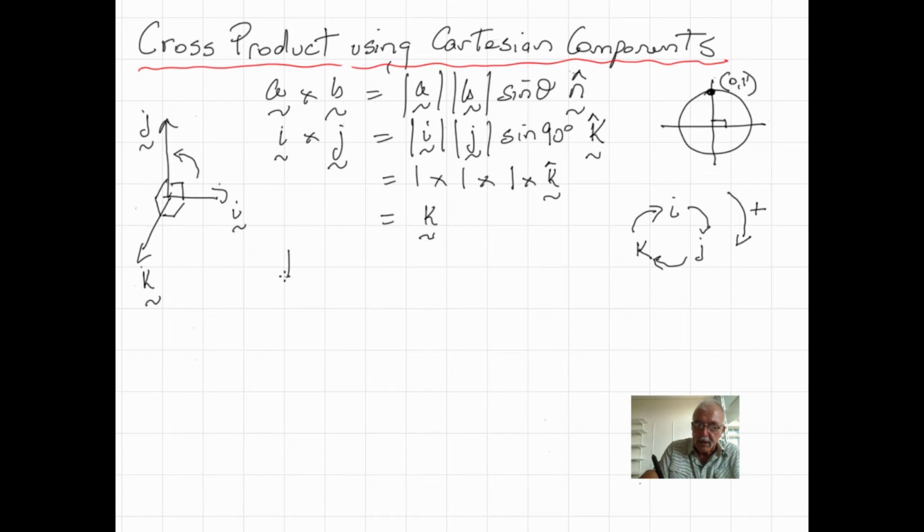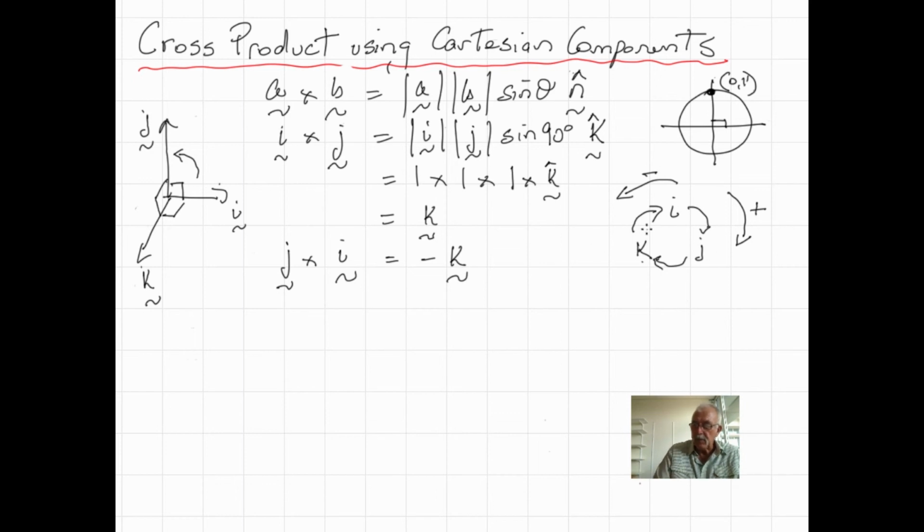If we did j crossed with i, when we put our hand down to work out the direction, it would actually be going into the page. So it would be the same length, but it would be minus k. How does that tie up with our little diagram here? When we go around this way, so we go anti-clockwise, we get the negative. So if we start at j and then go to i, we'll get negative k.